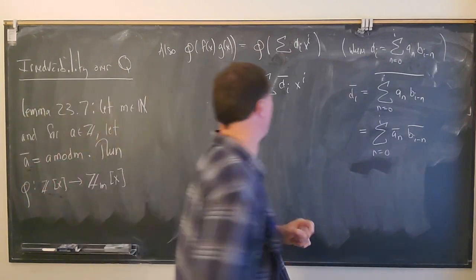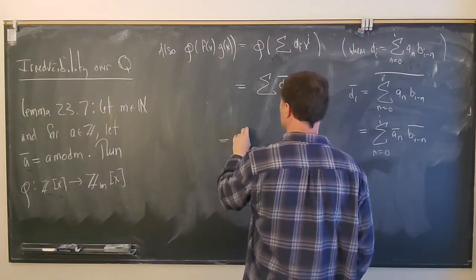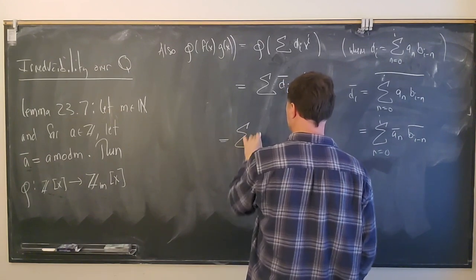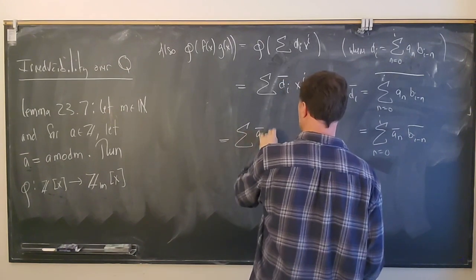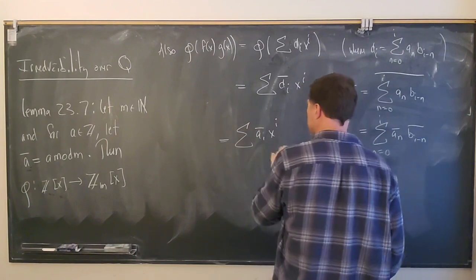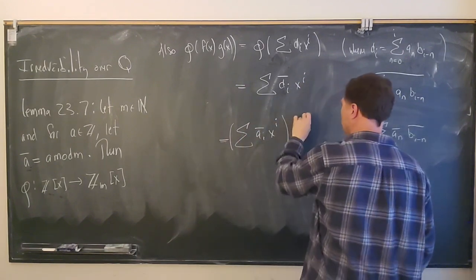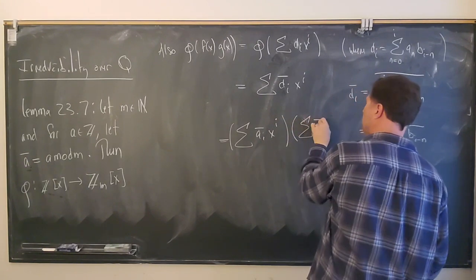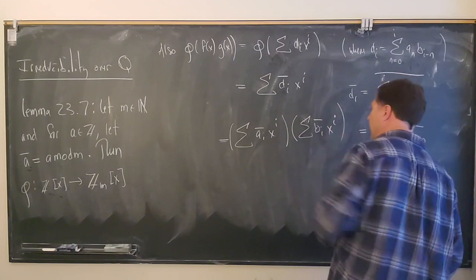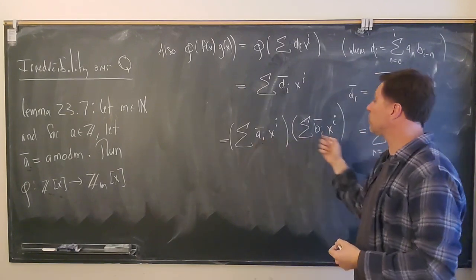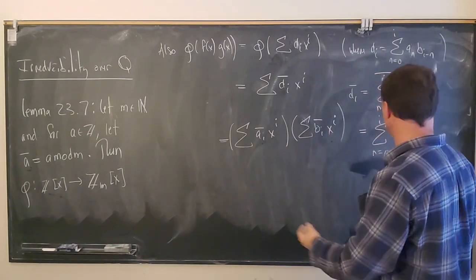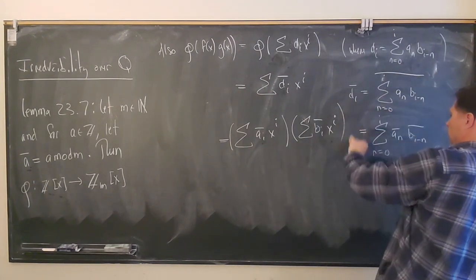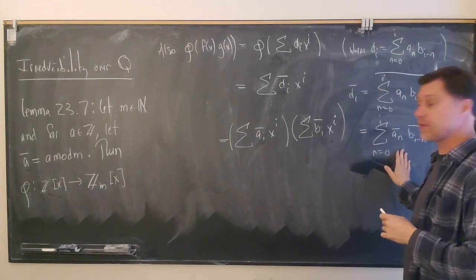Okay, so what does that tell us then? That this is equal to the sum a_i bar x to the i times the sum b_i bar x to the i. If you multiply these two polynomials together, you'd get coefficients that follow exactly that summation right there.